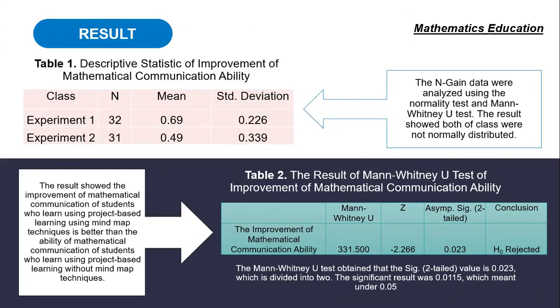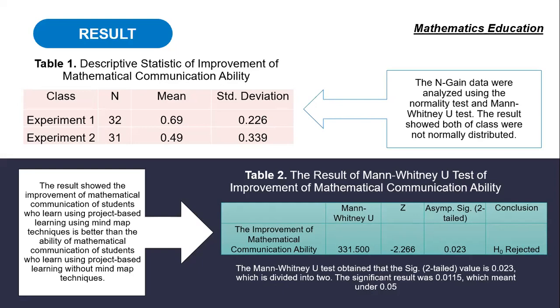Table 1 is a descriptive statistical analysis of the improvement of student mathematical communication ability obtained based on the result of pre-test and post-test. So here in table 1, we can see the mean of experiment 1 and experiment 2. Both of them are included in the medium category. The n-gain data were analyzed using the normality test, and the results showed that both of the classes, experiment 1 and experiment 2, were not normally distributed.